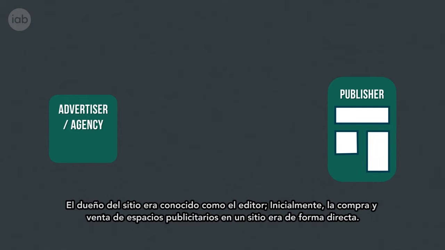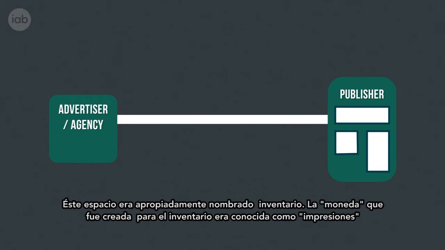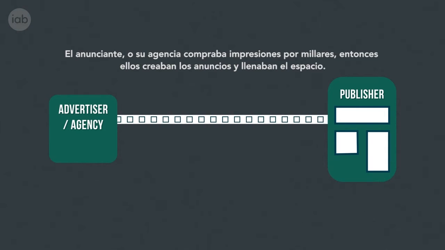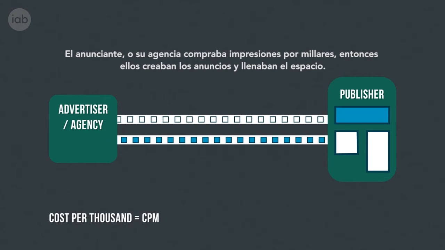The buying and selling of ad space was initially just direct. This ad space was appropriately named inventory. The currency which was created from this inventory was impressions. The advertiser, or agency, bought impressions in the thousands. They then created the ads and filled the space.